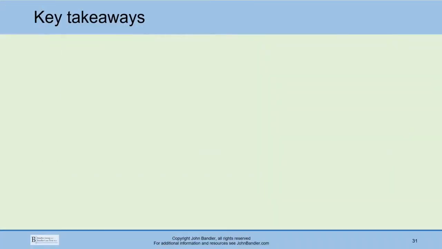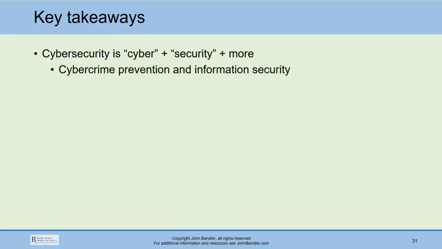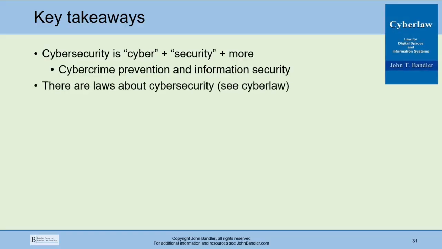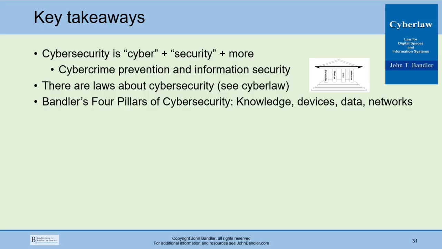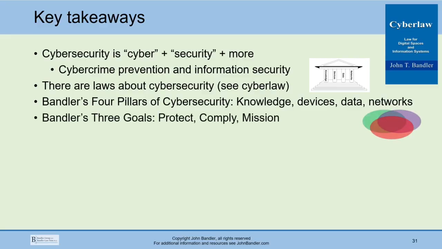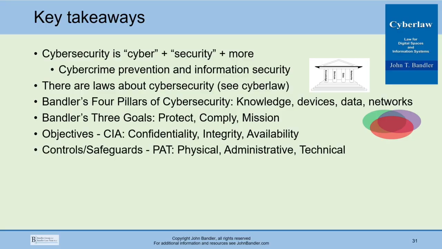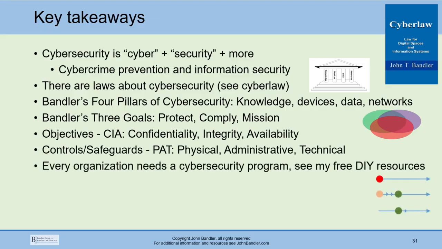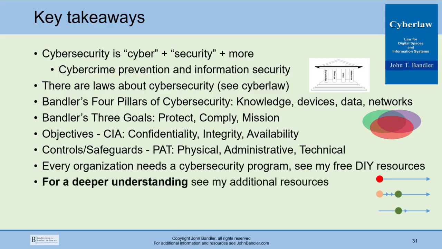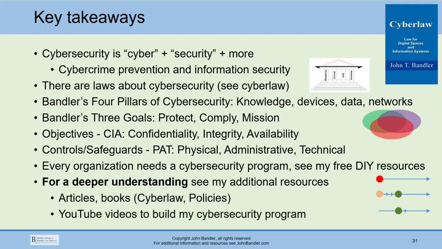Now let's wrap this video up. Some key takeaways. Cybersecurity is cyber plus security plus more. It includes cybercrime prevention and information security. There's laws about cybersecurity. That's a part of cyber law. We talked about my 4 pillars of cybersecurity, which are knowledge, devices, data, networks. We talked about my 3 goals of protect, comply, and mission. We talked about the 3 objectives of cybersecurity: confidentiality, integrity, availability. The 3 controls to be applied: physical, administrative, and technical. Every organization needs a cybersecurity program. I have free do-it-yourself resources. And next coming up is my references slide if you want a deeper understanding: website articles, books, YouTube videos.